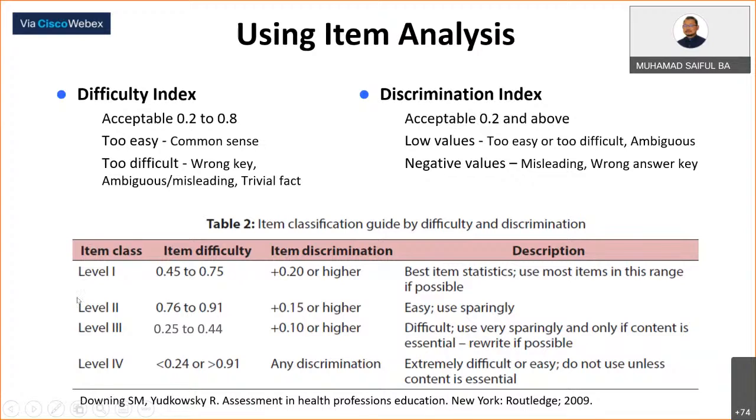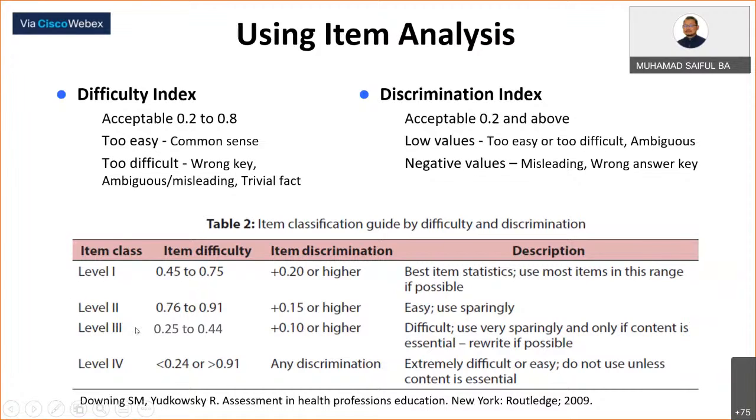But for grade 2, which is level 2, the range is 0.676 to 0.91, but the item discrimination must be more than 0.15. So it is easy, and it is recommended to use sparingly in your exam. This one also, you can consider to revise.